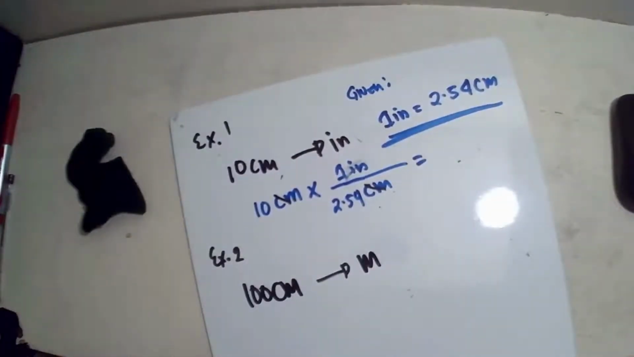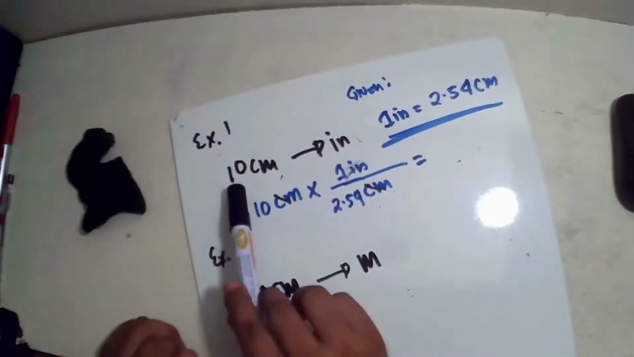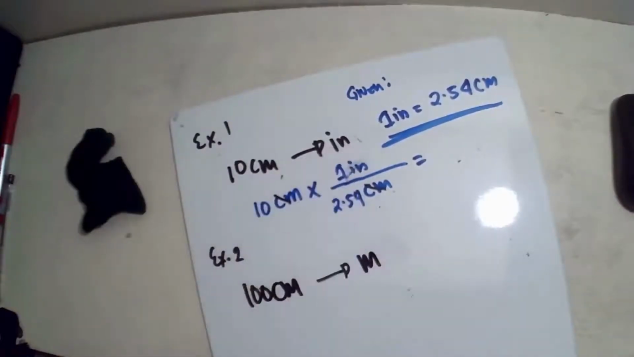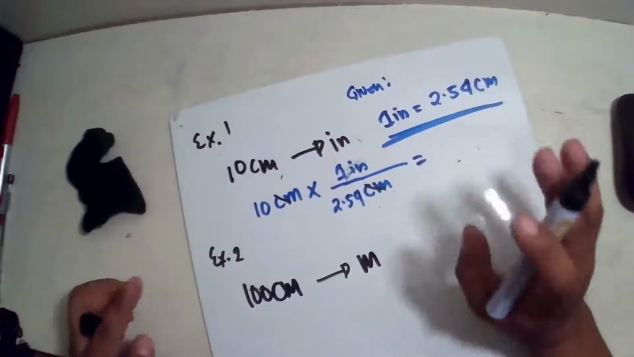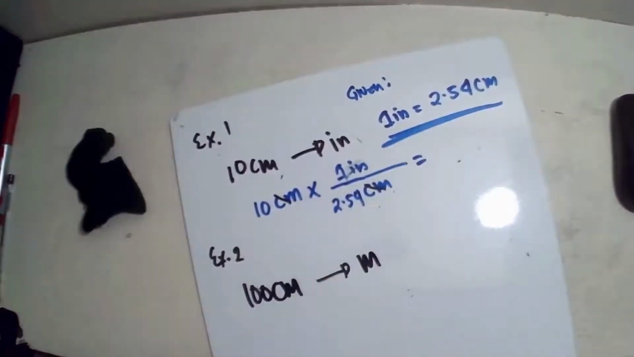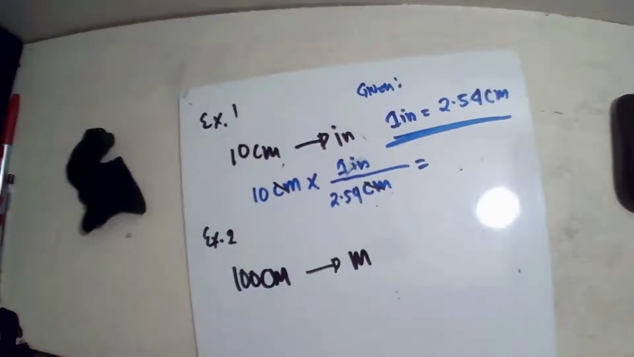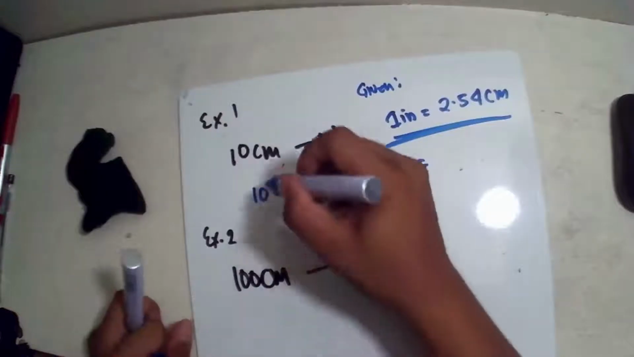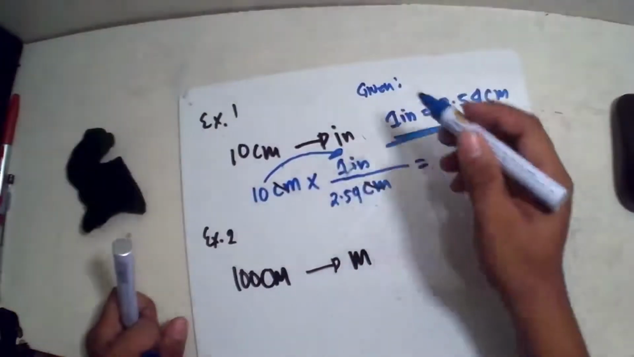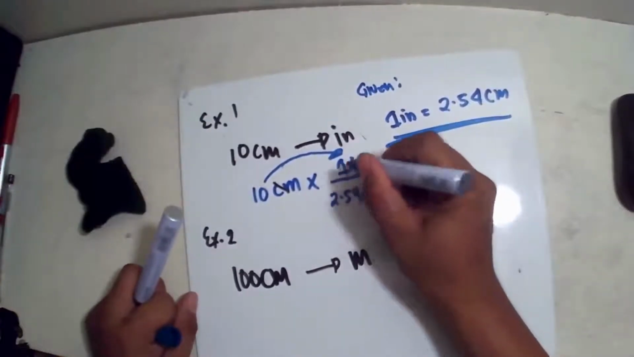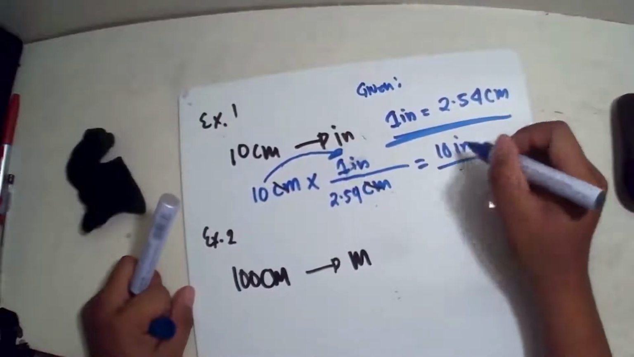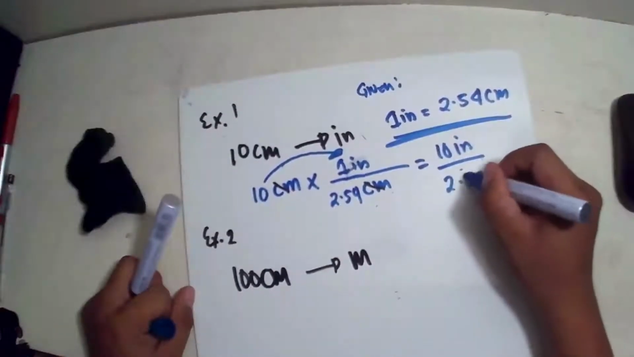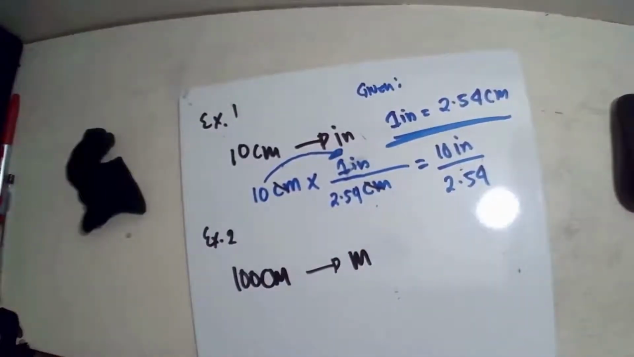Now let us check the question. We are going to convert centimeter to inch. Since all centimeter units here are cancelled out and the remaining unit is only inch, this is now the equation that we need to convert this value into inch. Next, you multiply 10 centimeters by 1 inch, and basically it gives you 10 inches divided by 2.54. So you do the mathematics.